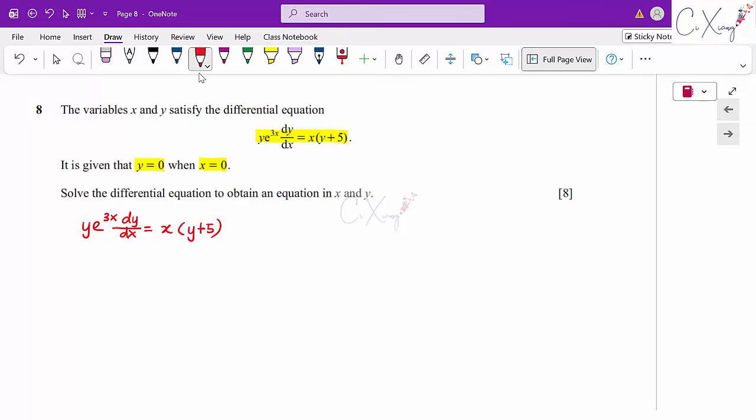Okay, so according to what we have here, I'm going to shift the y plus 5 to the left. So I shift the y plus 5 to the left. I'm having y divided by y plus 5 here. Then for the dy.